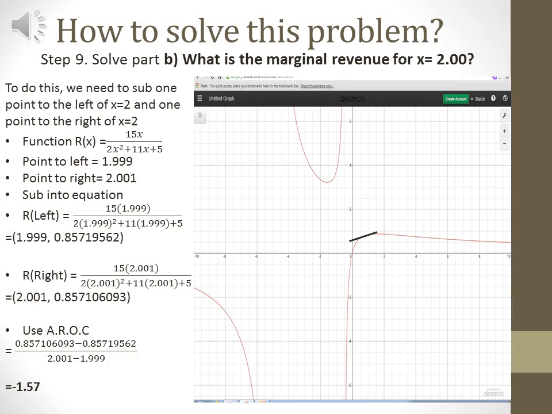And as I previously mentioned on the last slide, marginal means rate of change. Hint, hint, we have to use IROC and we have to use AROC to find that small difference in that rate of change. So here we go.